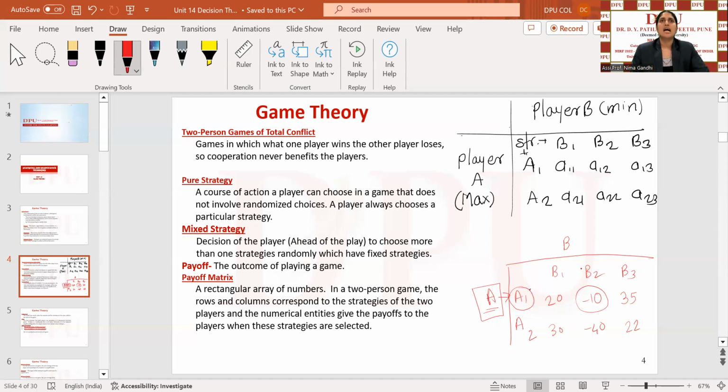Payoff is the outcome of playing a game. Payoff matrix is a rectangular array of numbers. In a two-person game, the rows and columns correspond to the strategies of the two players. So when A follows strategy A1 or A2, these are the outcomes, or when B comes up with strategy B1, B2, B3, these are the outcomes.